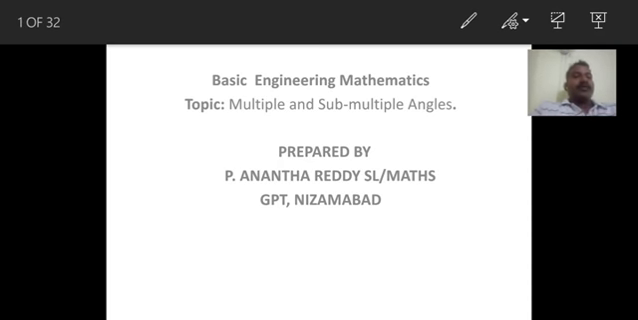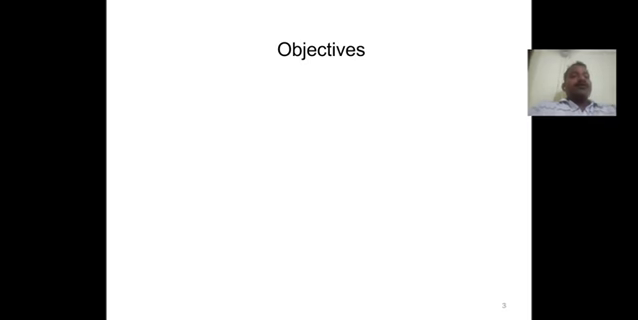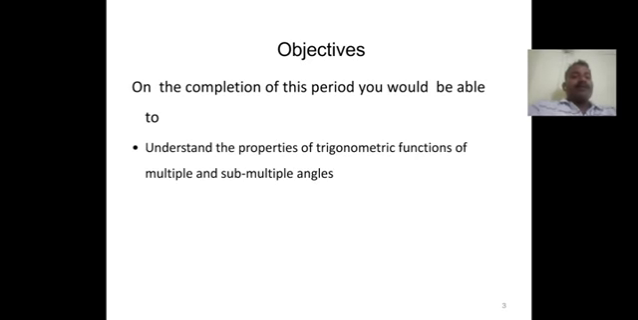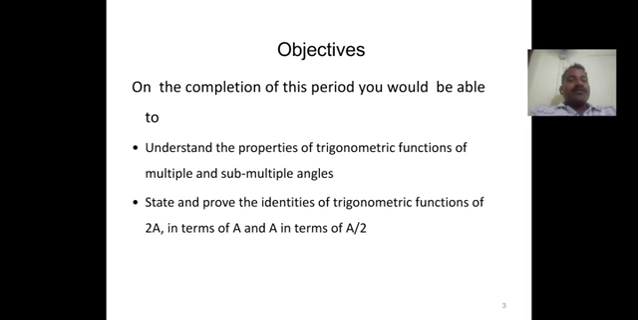Today we are going to discuss Basic Engineering Mathematics. The topic is Multiple and Submultiple Angles. The main aim of this period is that, after completion, you would be able to understand the properties of trigonometric functions of multiple and submultiple angles, and state and prove the identities of trigonometric functions of 2A in terms of A, and A in terms of A by 2.